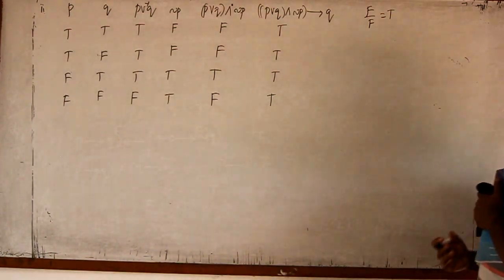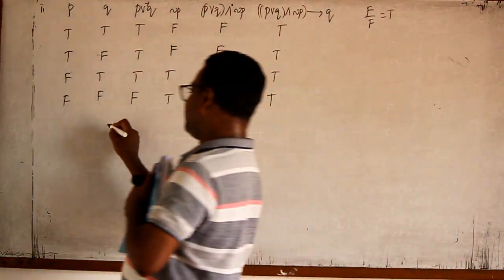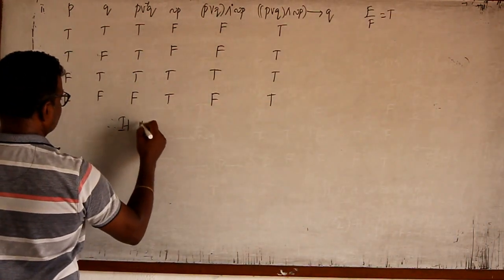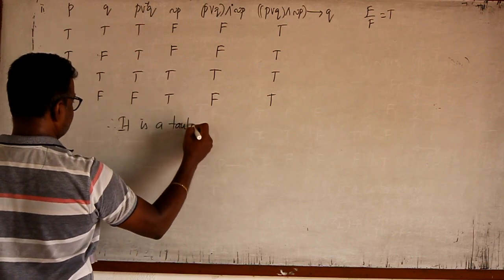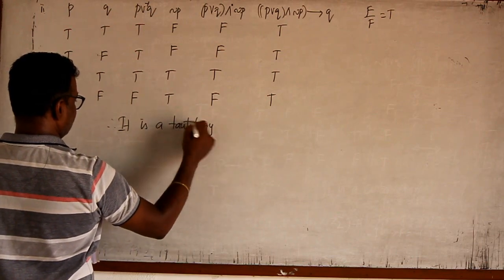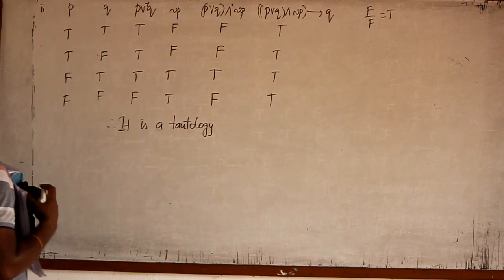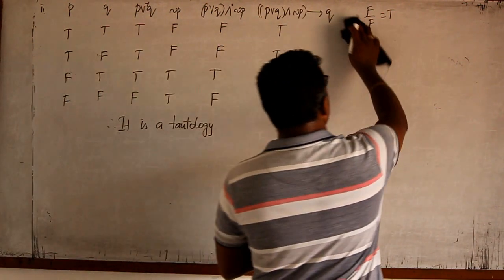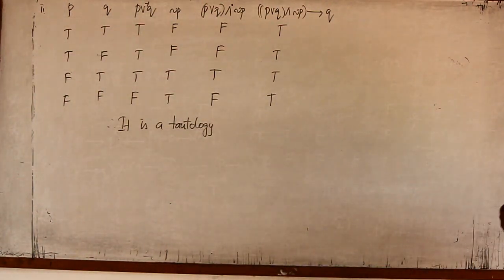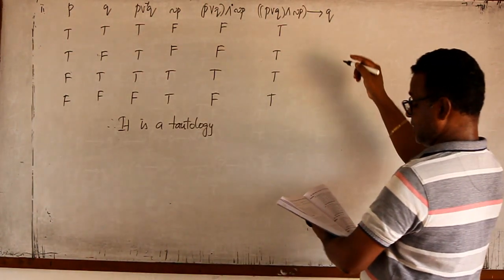Now see, all are ending with T, therefore it is a tautology. You must mention it is a tautology. Otherwise, they are not ready to give 1 mark. For this conclusion, they give 1 mark. This is the second question. Now we should go for the third one.